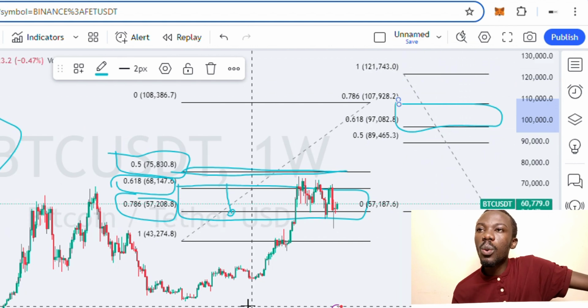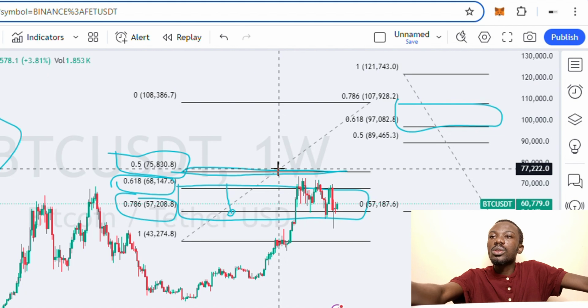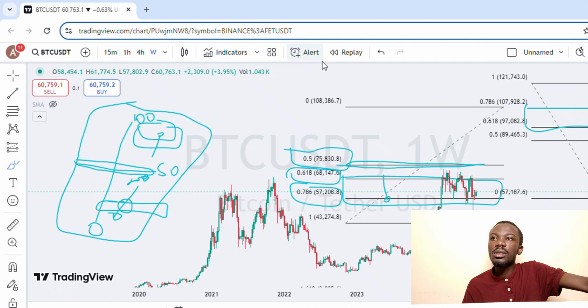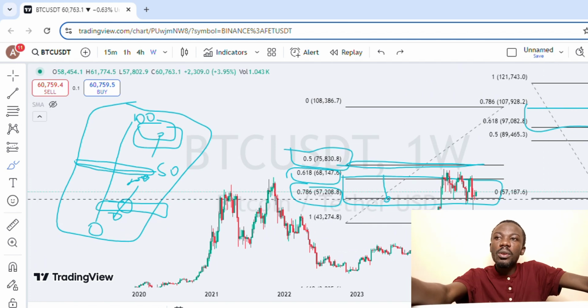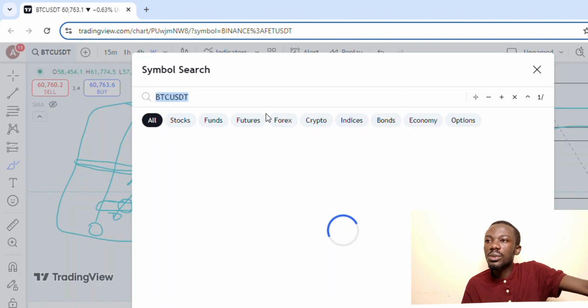So what happens is that when you get to the chart, what you are supposed to do is to see on your chart which range you are really trading in. That is the first thing. Now people don't know how to use the Fibonacci tool. Let me just show you how you can. Let me get another chart and I show you how you can really use the Fibonacci tool.